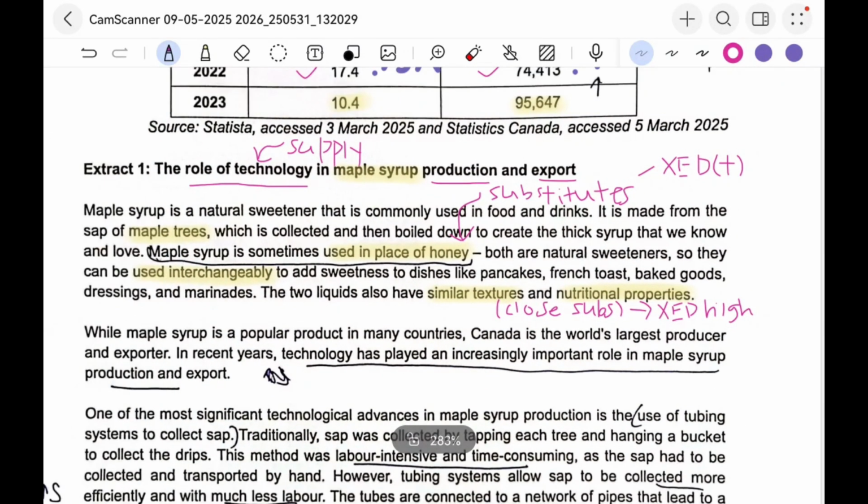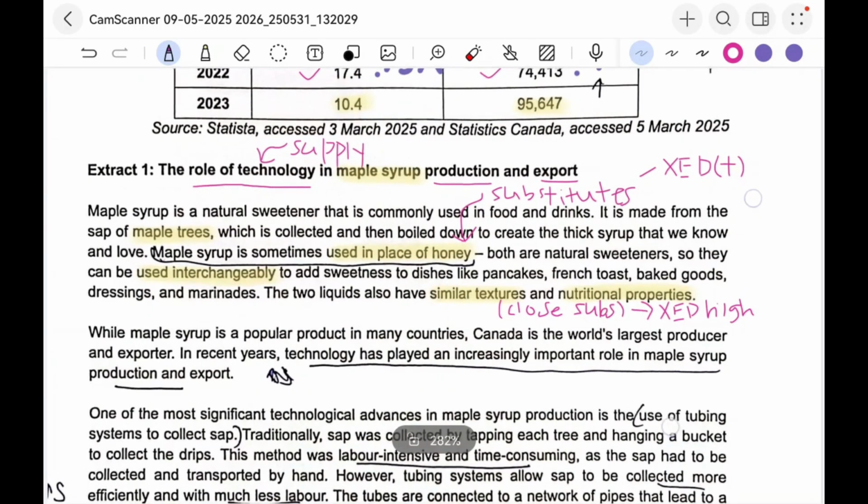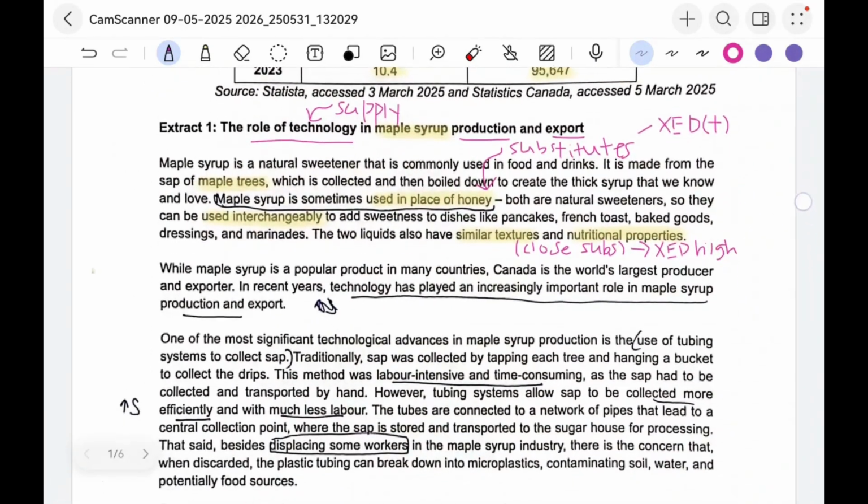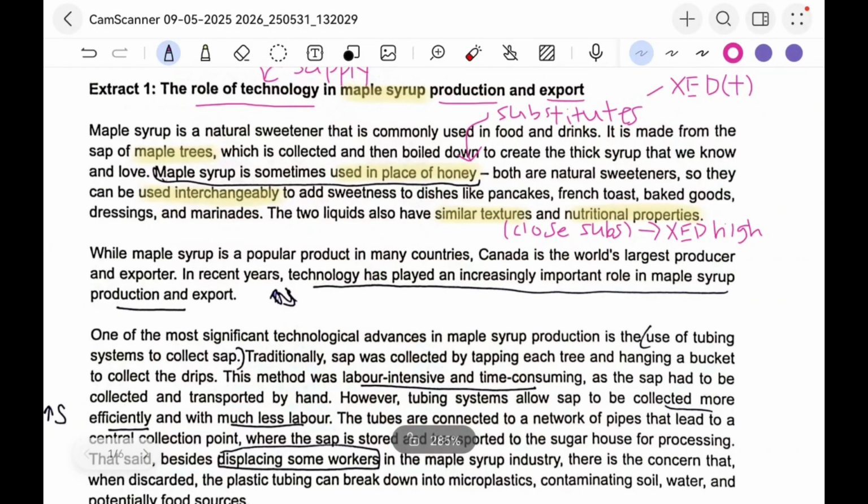Okay, so now they say while maple syrup is a popular product in many countries, Canada is the world's largest producer and exporter, and in recent years, technology plays an increasingly important role in maple syrup production and export. So here is what we have talked about in the extract 1 title, which is that it impacts supply, typically an increase. Unless you have a destroying of technology and stuff, then it will be a negative impact. But this is not very common. It will typically increase the supply.